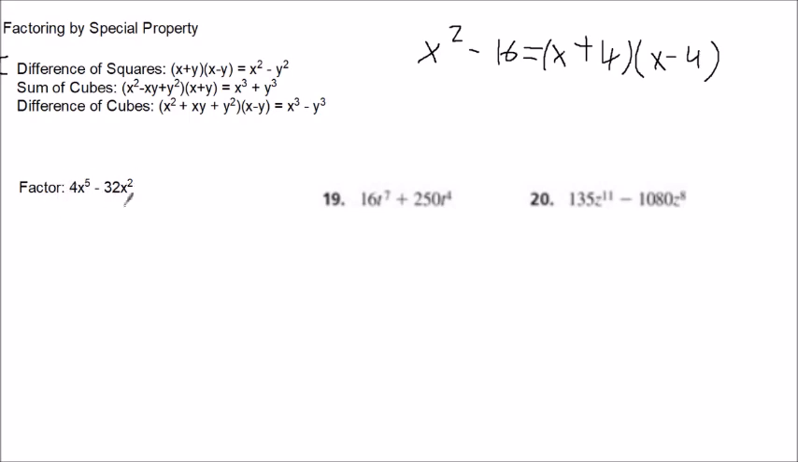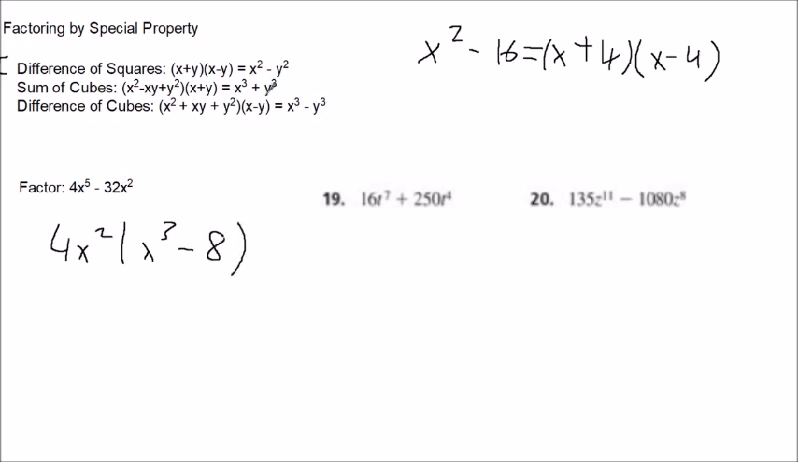equation right here, what's the greatest common factor of 4x to the 5th and 32x squared? The greatest common factor of the coefficients is 4, and the greatest common factor of x to the 5th power and x squared is x squared. So 4x to the 5th divided by 4x squared is x cubed, and 32x squared divided by 4x squared is 8.